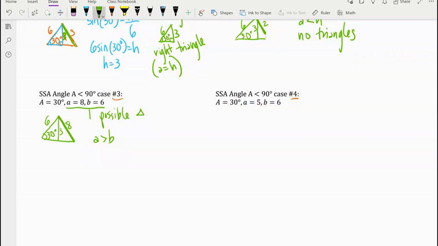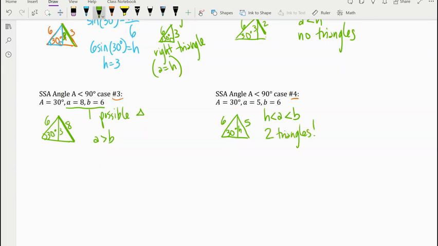And then lastly, what if we have 30 degrees here? We've got B is 6, and we've got A is 5. So 5 is still bigger than the height, which is great. But in this case, A is greater than the height, but it's less than the B value. So what if that's the case? In this case, there's actually 2 triangles.